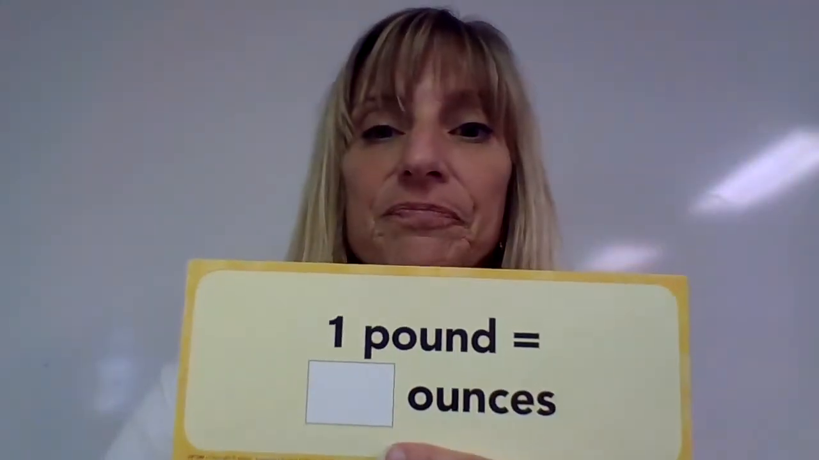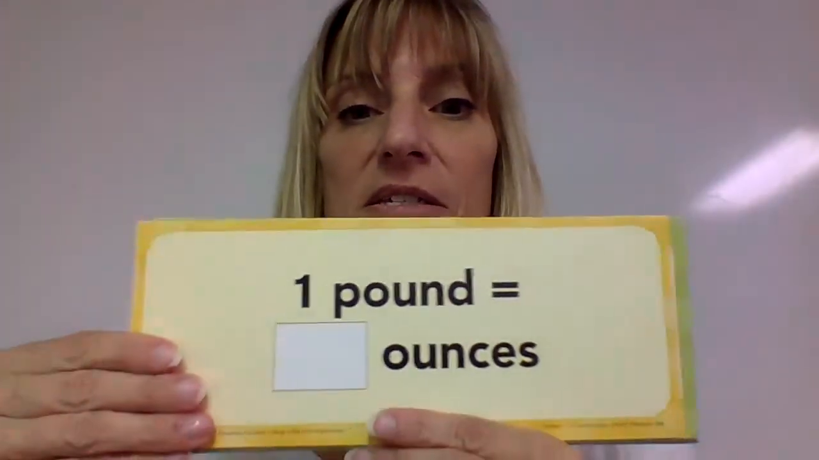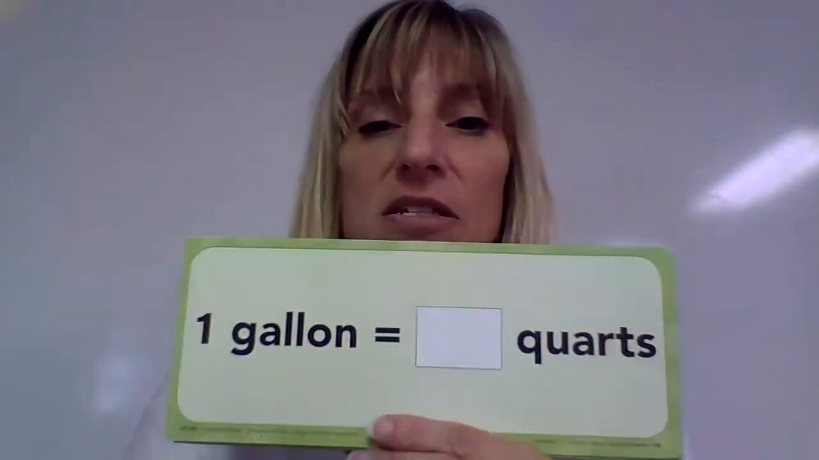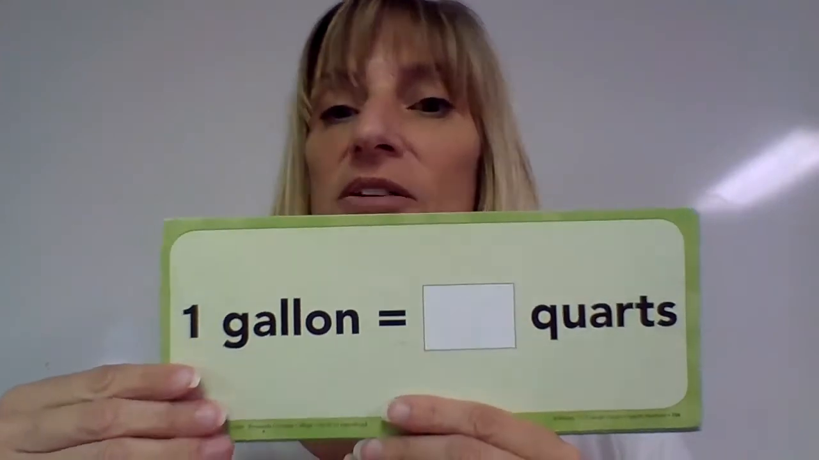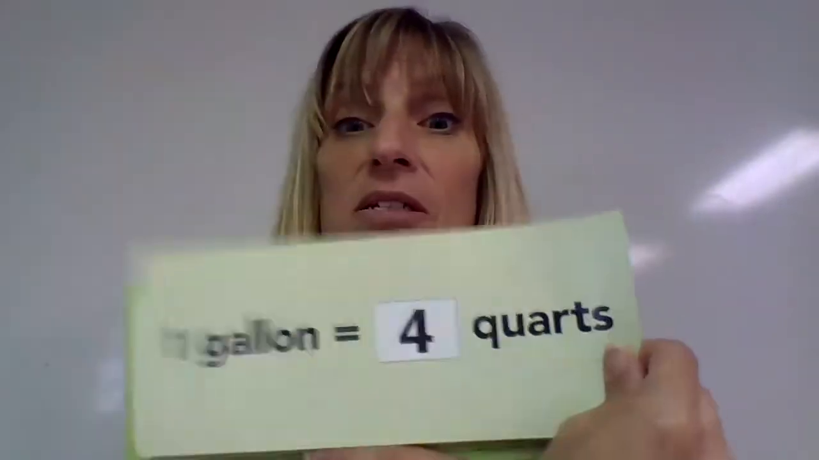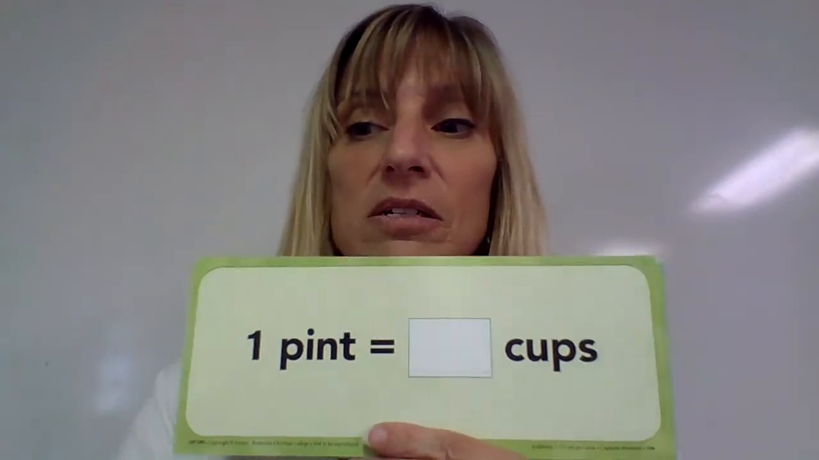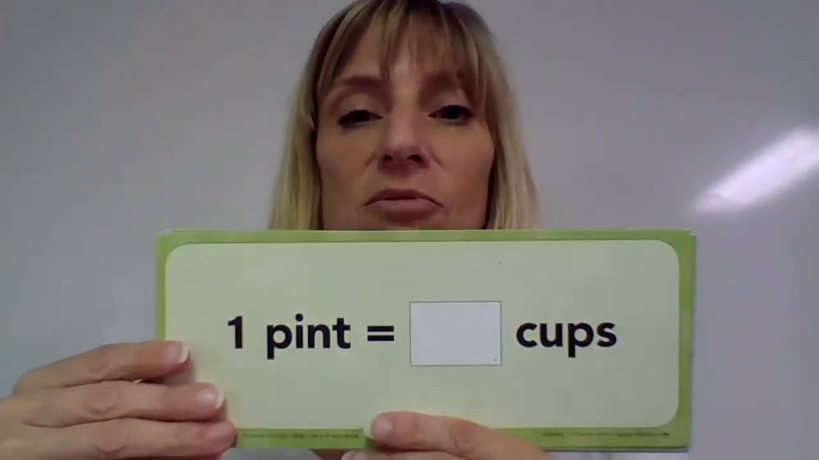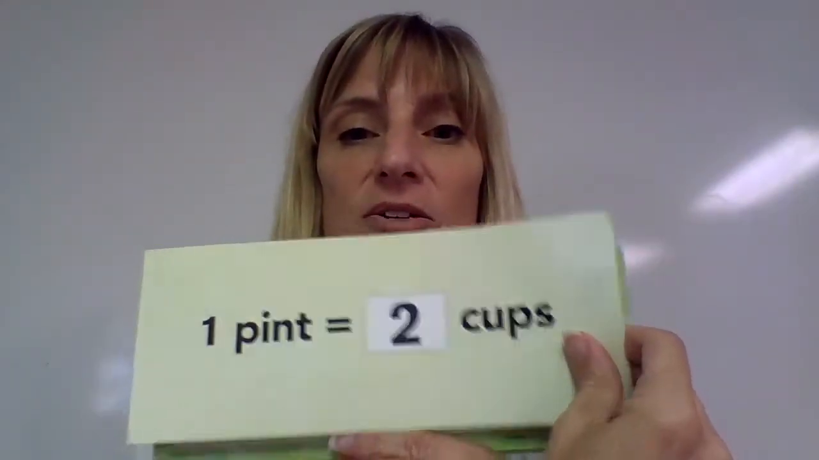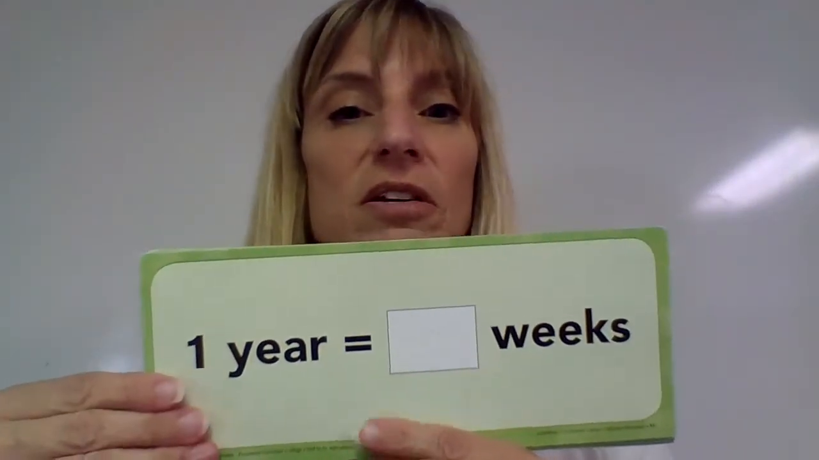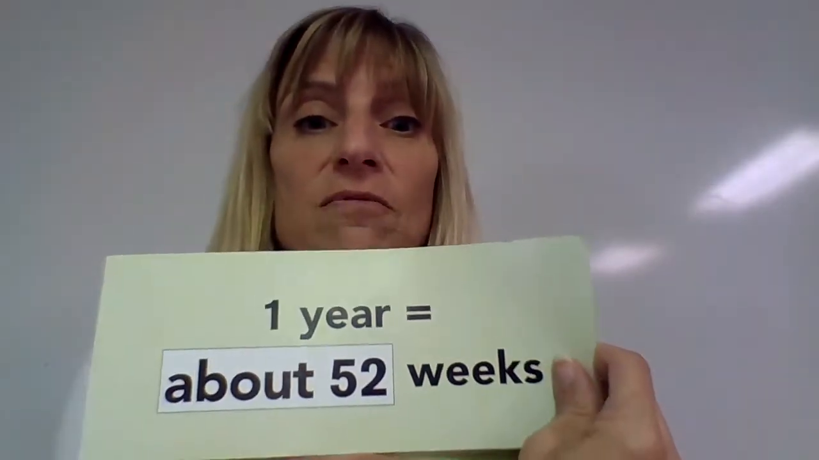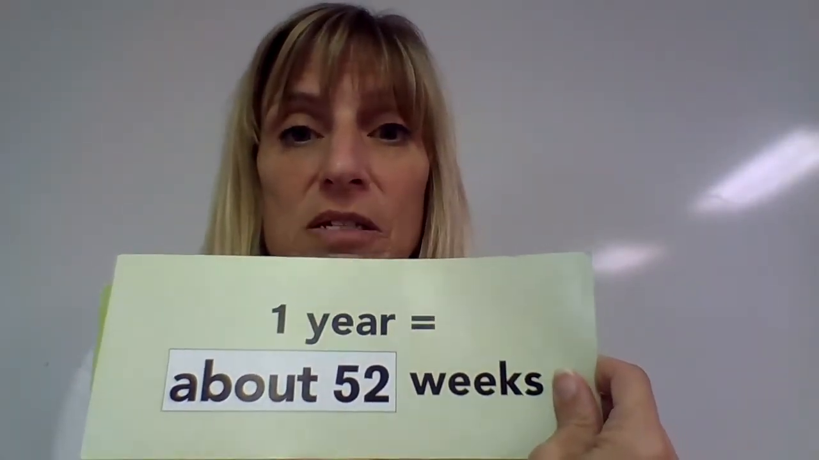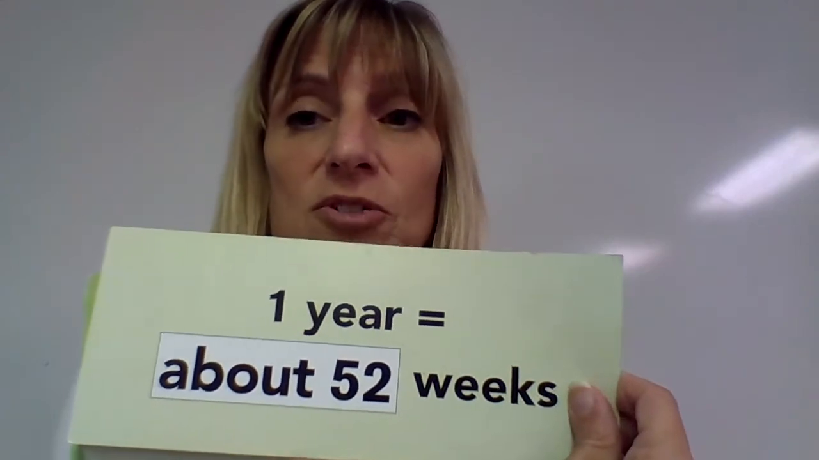1 kilogram is 1,000 grams. 1 pound is 16 ounces. 1 gallon equals 4 quarts. 1 pint equals 2 cups. 1 year is how many weeks? You guys always got this confused. About 52 weeks. Okay, 1 year is about 52 weeks.